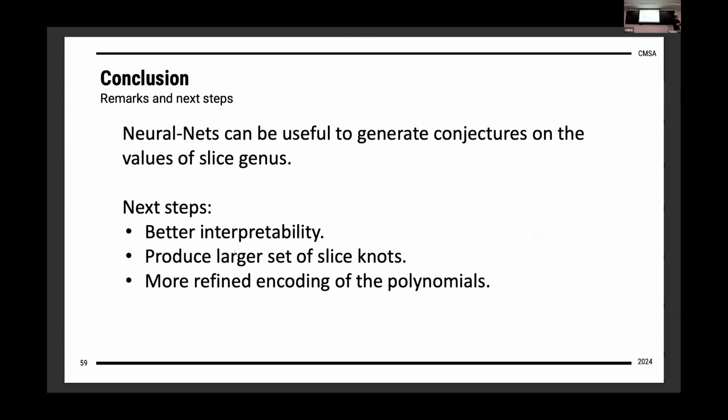It seems that these neural networks capture some useful patterns in the knot invariants. The next steps are to figure out if there's a better way to interpret what the neural networks actually learn, to fix issues like the lack of a large number of slice knots, and to see if there's a better way of encoding the polynomials or the inputs to the neural networks. So that's all, and thank you.